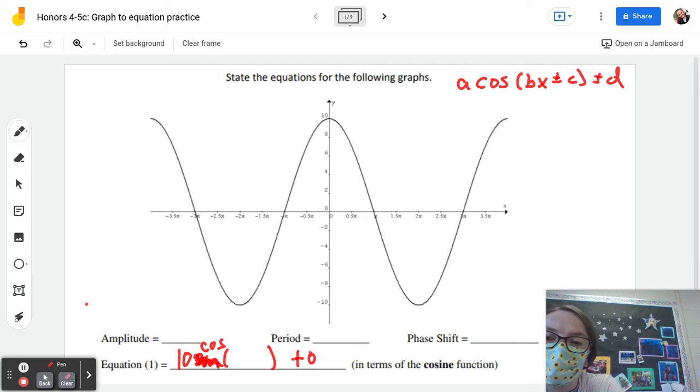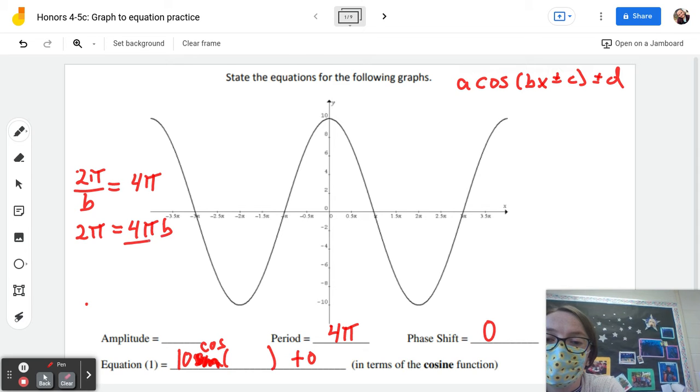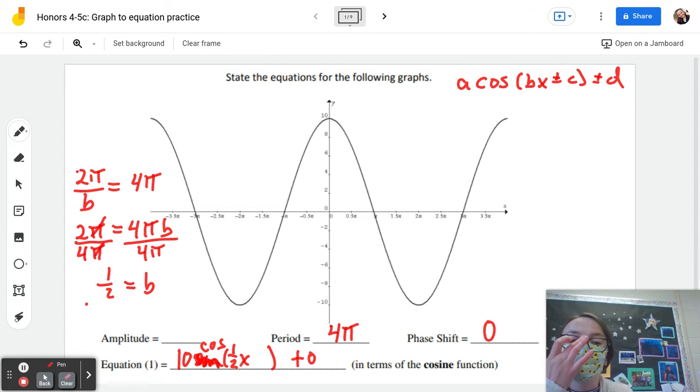If I remember that period is equal to 2 pi over b, and I know that my period is 4 pi, then I'm going to set 2 pi over b equal to 4 pi. If I multiply by b on both sides, you get 2 pi is equal to 4 pi b. Divide by 4 pi, divide by 4 pi, and I end up getting 1/2 is equal to b. So I know for sure that inside my parentheses, it's going to be 1/2, which is b, x plus or minus c.